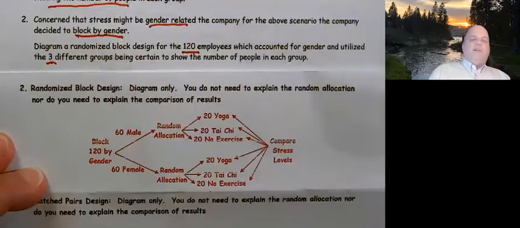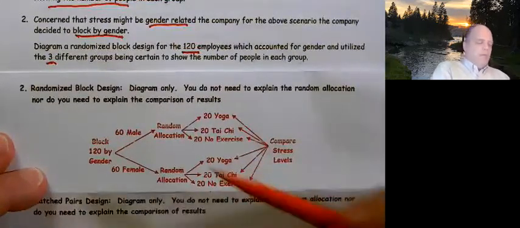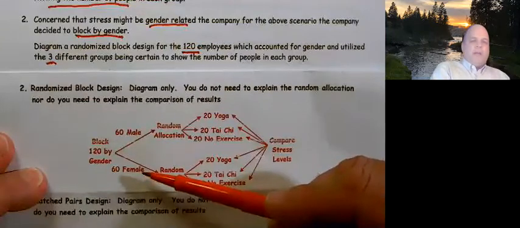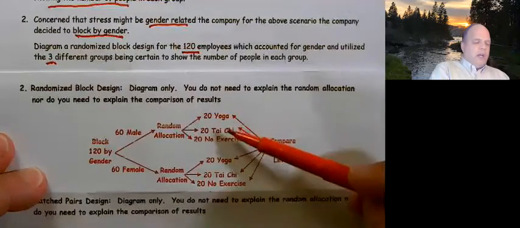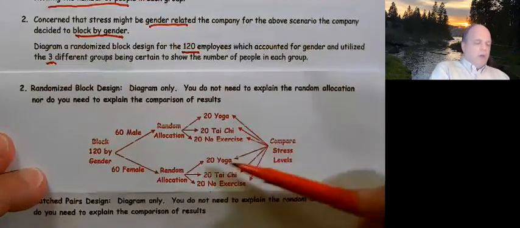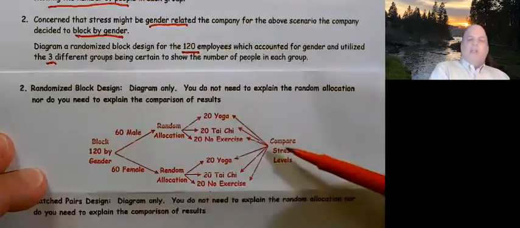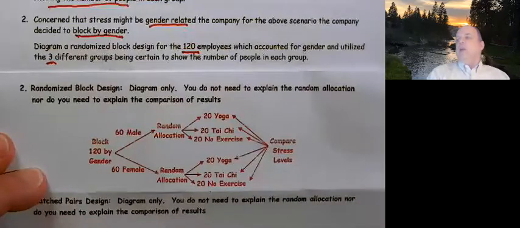If you have your arrows facing in different directions, that's not a big deal. The main thing is that you have male and female, because you block by male and female and split them. Then you randomly assign to yoga, Tai Chi, and no exercise. And at the very end, you are going to go ahead and compare results.